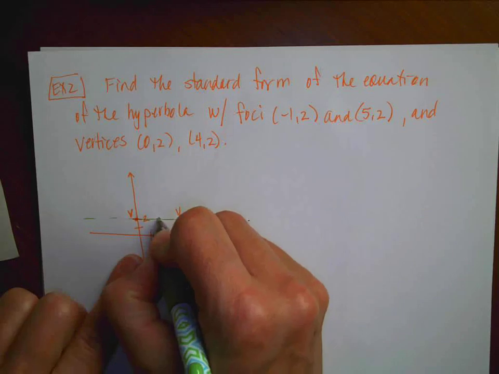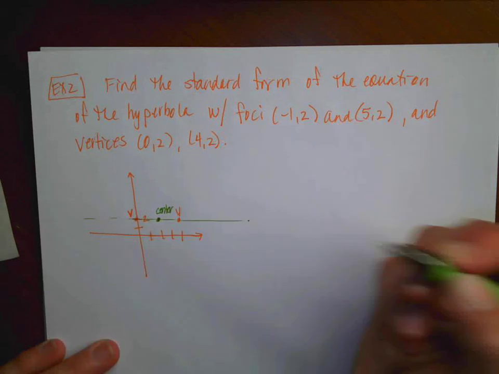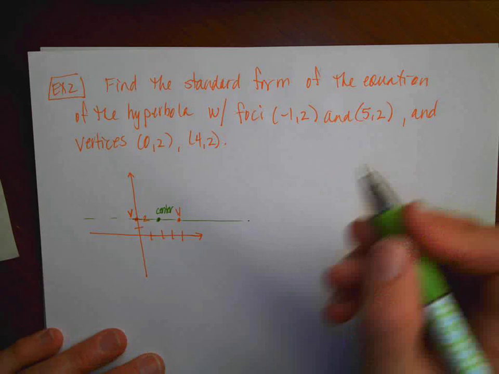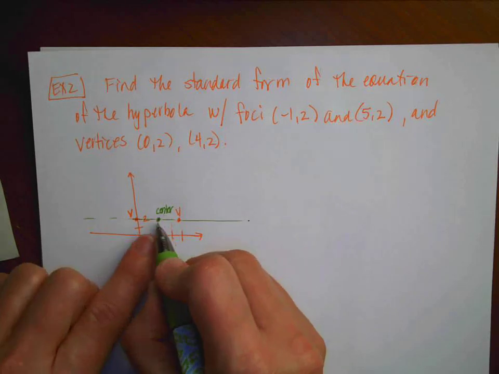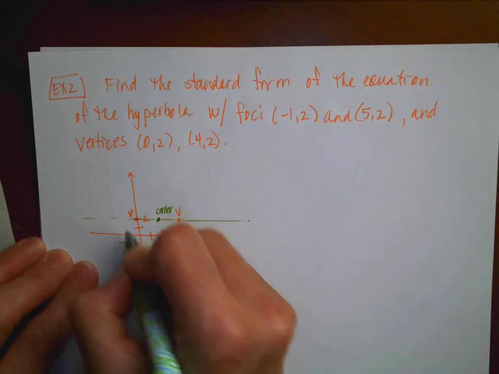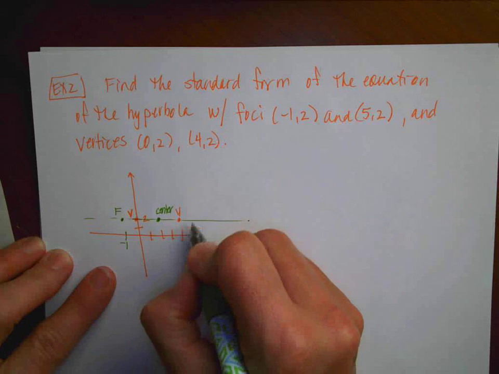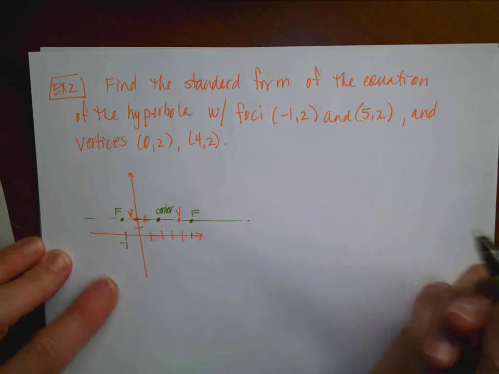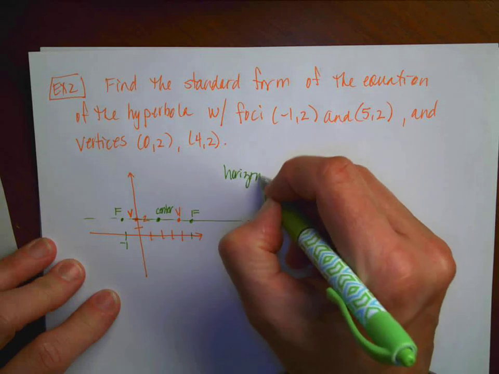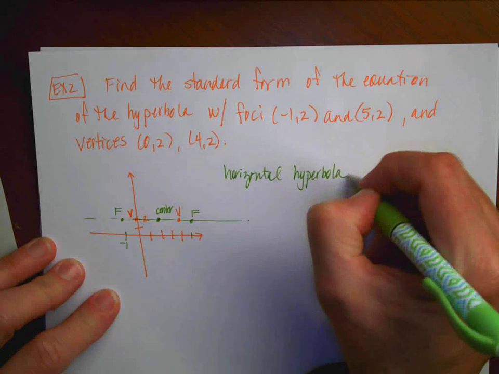The distance between here is 0 and 4. That means that the center is going to be at 2, so I'm going to label it with a center. I don't put a C because C represents the distance from the center to the focus, so sometimes I think it's just better to write the word center. My foci are at a negative 1, 2, so there's a focus. And then my other one is at 5, 2, so there's the other focus. It is a horizontal hyperbola.